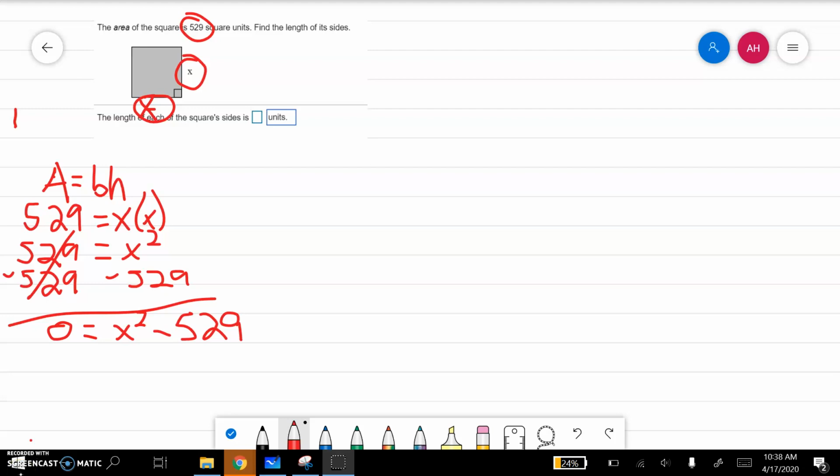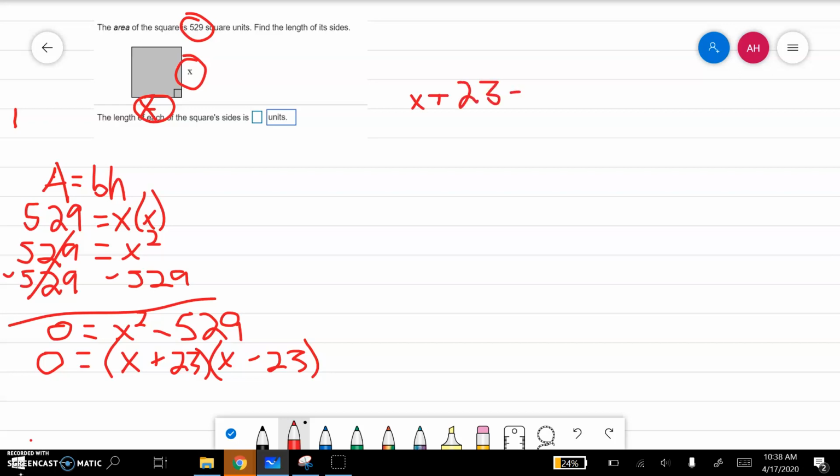So this is a little bit of a larger number, but this is a difference of squares. So we know it factors into x, and then it's always plus or minus. And then what you square to get 529 is actually 23. Okay. Then we're ready to set those equal to 0. So I've got x plus 23 equals 0 and x minus 23 equals 0.